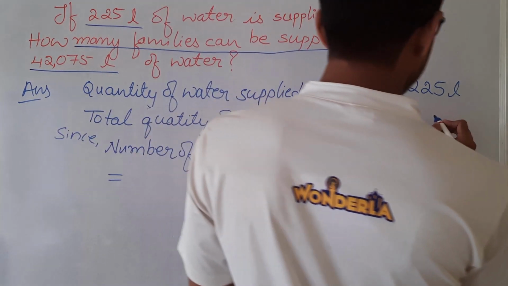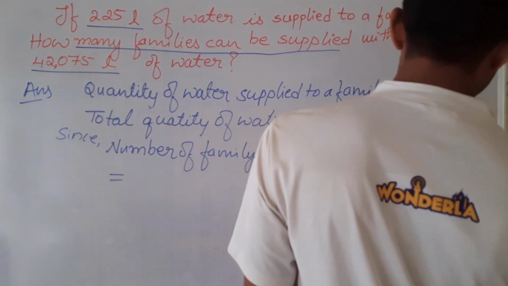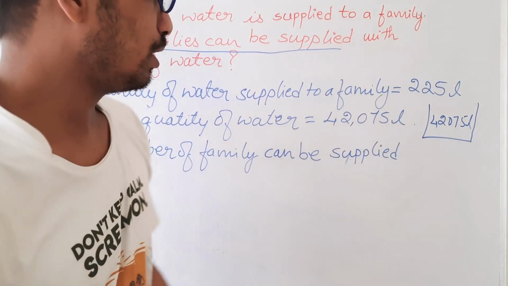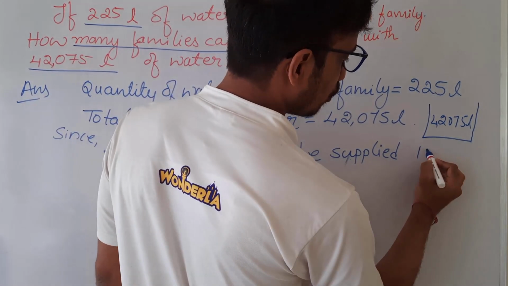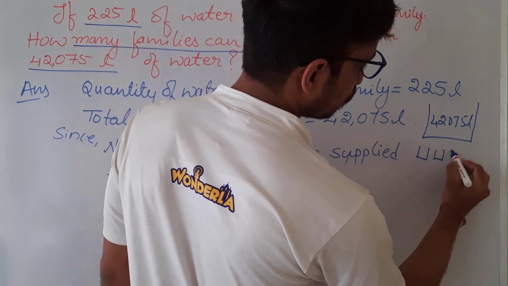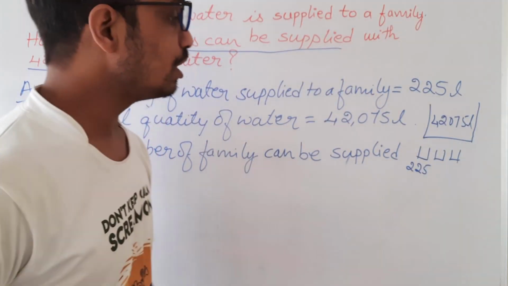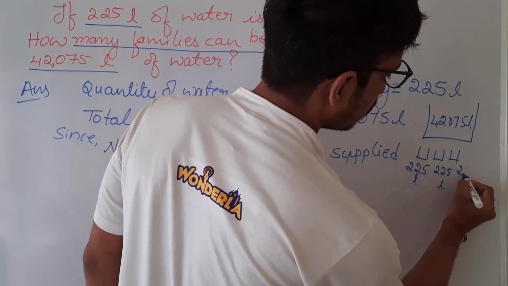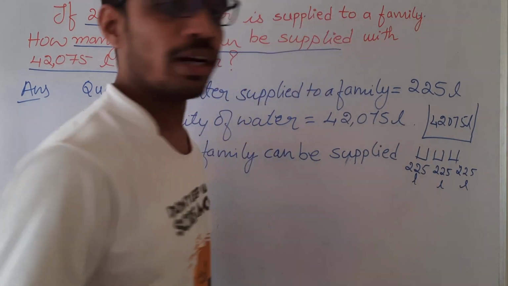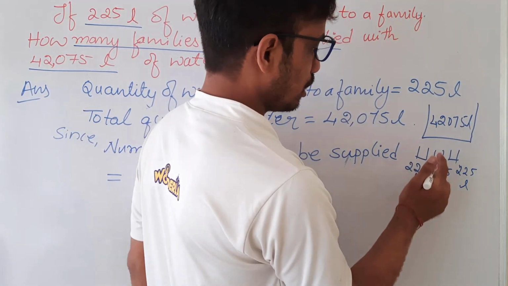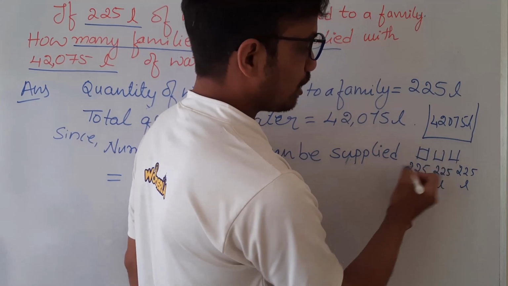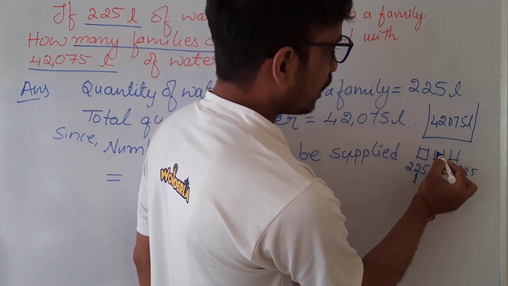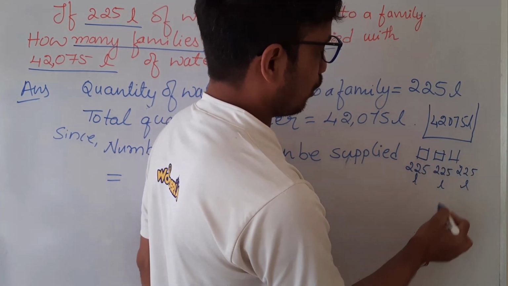Just imagine that this is the big quantity of water which they are given, a 42,075 liters tank. We are supplying to small tanks. Just imagine these are the small tanks. Each tank is carrying 225 liters. This tank is also carrying 225 liters. This can also carry 225 liters. What I am doing, I will take water from this and fill this tank and supply it to one family. Same way, I will take the remaining water from this, take again 225 liters, and supply it to the second family.